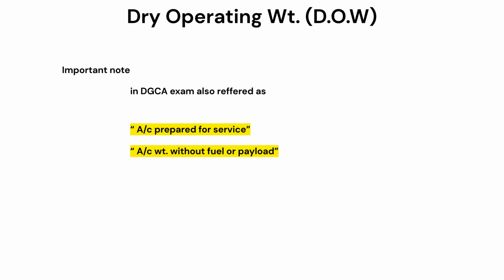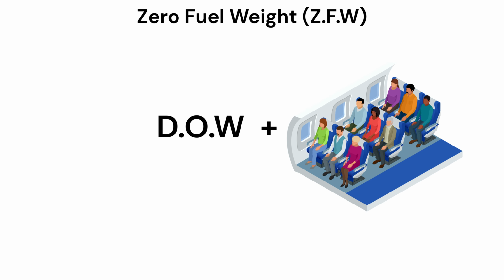This is important because in exam questions, sometimes they won't mention DOW directly. They might say aircraft without fuel and payload. So you have to understand it's DOW. The next weight is zero fuel weight. It's basically whatever is in DOW. But now passengers are in, everything is there except fuel.